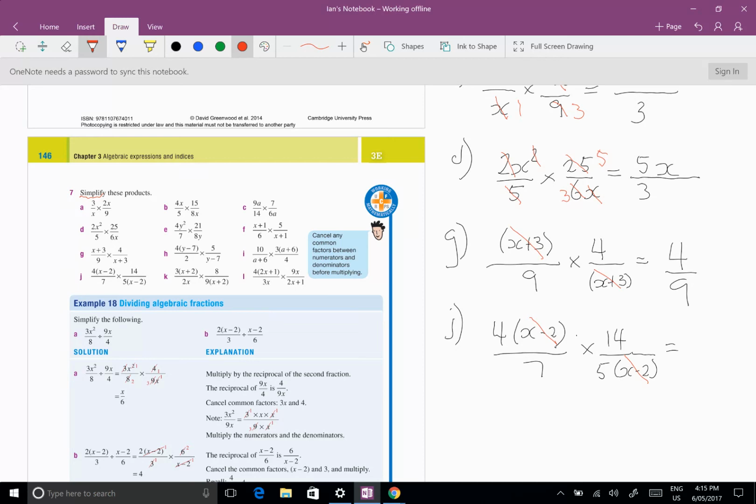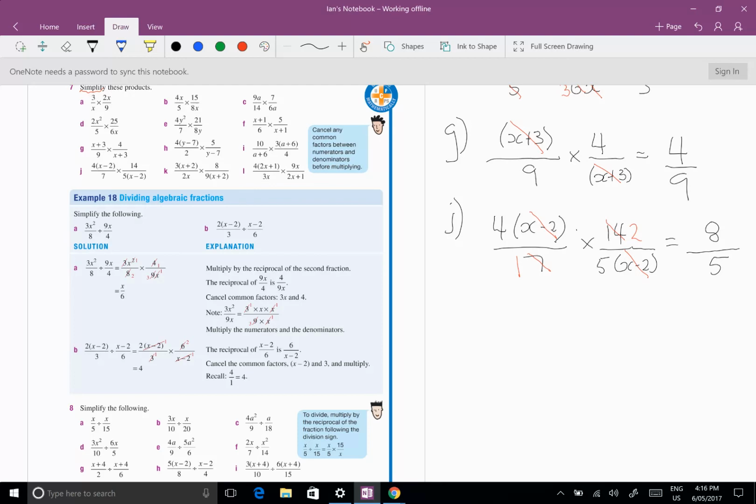Now this is going to be a bit tricky. I know 7 goes into itself once, and 7 goes into 14 2 times. Well, nothing goes into 5 that goes into 2 or goes into 4 or goes into 2 times 4. So I'm done. So on the top I've got 4 times 2, which is 8. On the bottom I've got 1 times 5, which is 5. And that's all that's left. I will have a go at the last one, and I'll finish with that, and then you can go and have a practice at them.